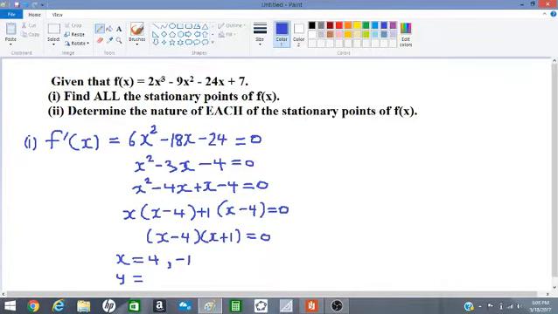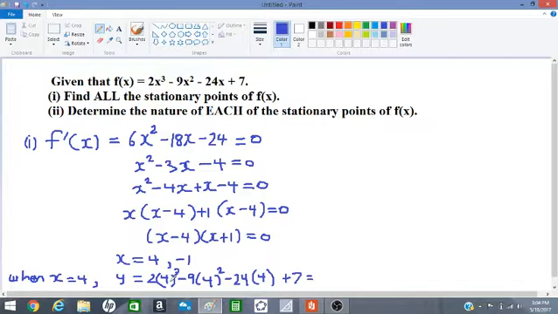So we will have 2 multiplied by 4 to the power 3 minus 9 multiplied by 4 to the power 2 minus 24 times 4 plus 7. This will give the value of y when x equals 4. So when x is equal to 4, y is equal to this. We'll work this out now.